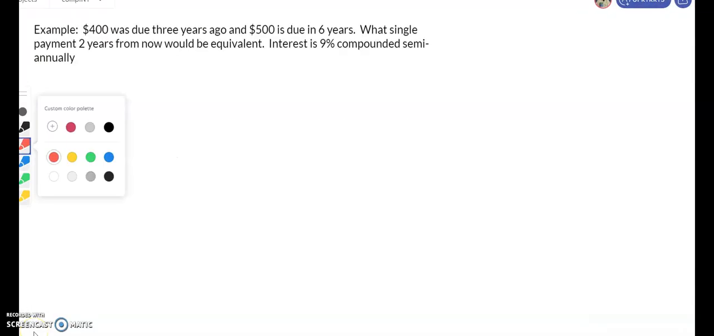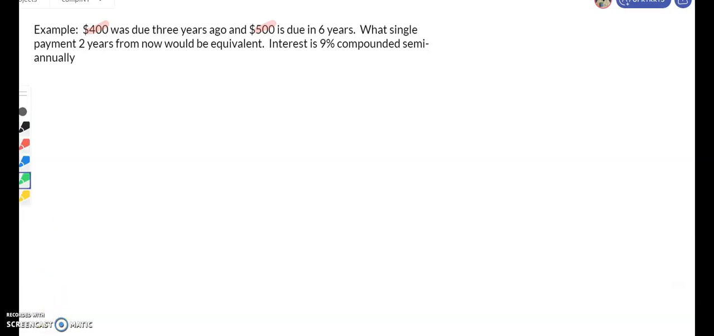So let's get started. If we look at this question, we see that there's a $400 payment and a $500 payment. Two separate payments, probably going to have to do two separate equations. If there was three payments, we'd have to do three equations. Every time there's a payment or a change of interest rate, we're going to have to do another set of equations.